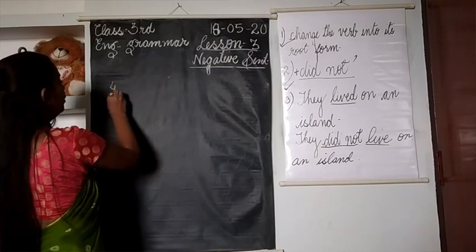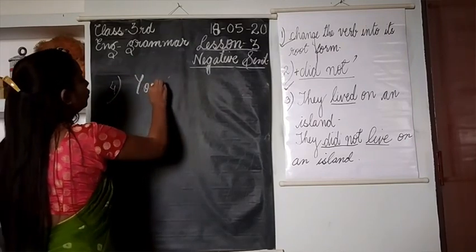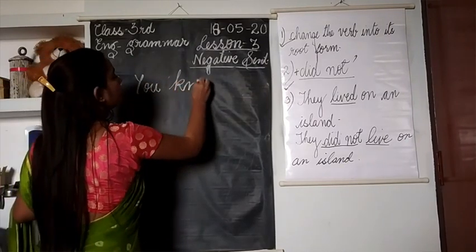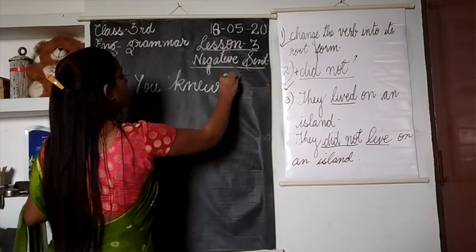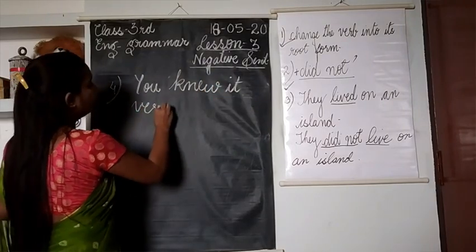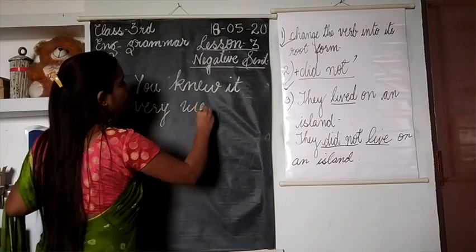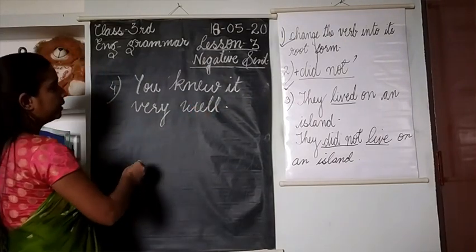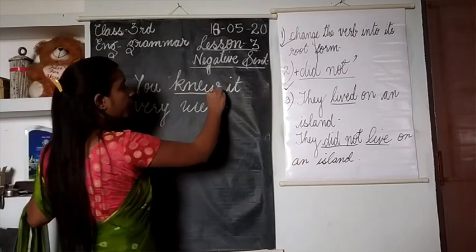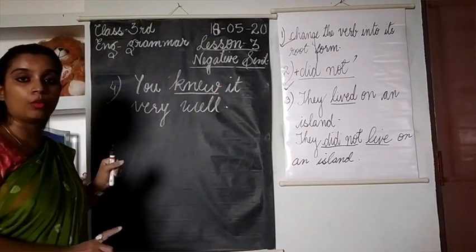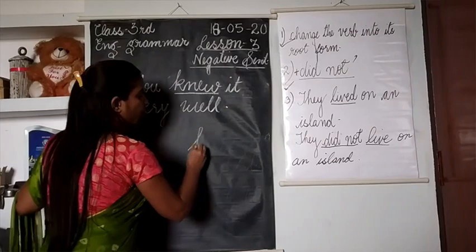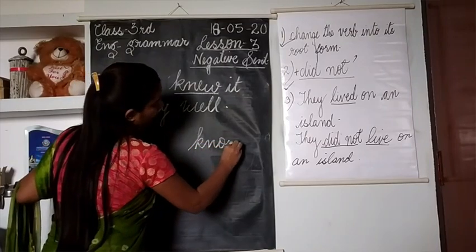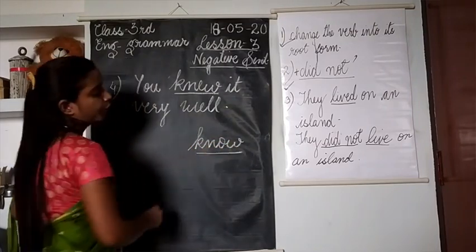Number 4. You knew it very well. Now see children, here in this sentence, what is the verb? Knew is the verb here in this sentence, which is the second form of know.